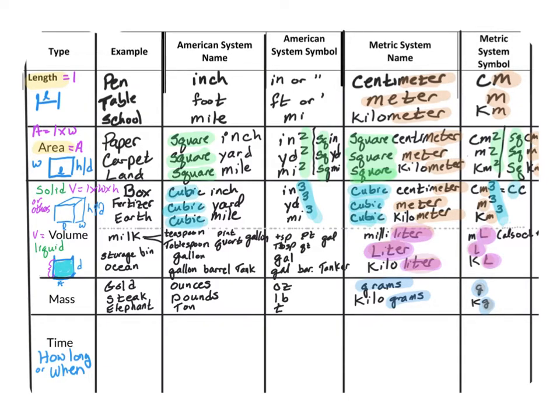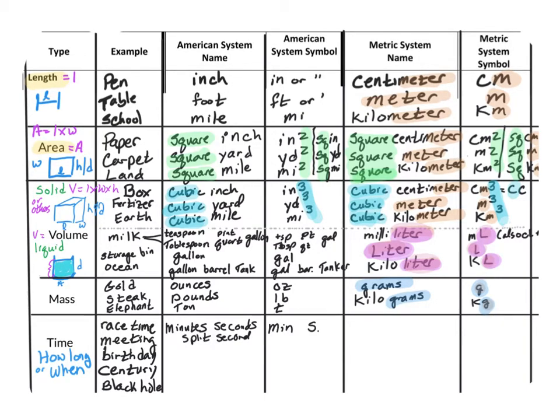So when do we use these units? Well, you might look at how long did a race take, or when's your next meeting? When's the next birthday? Maybe you might want to know, when's the next century? How long away is it? Or maybe when will the next black hole form? For the race, we might look at how many minutes, seconds, or even split seconds that race takes. The abbreviation for minute is MIN. The abbreviation for second is S.